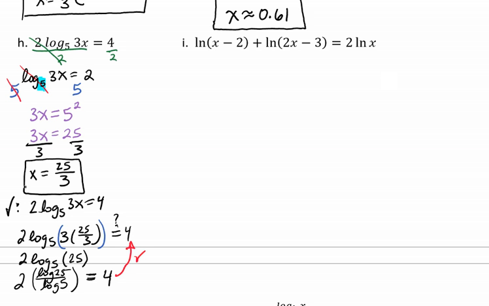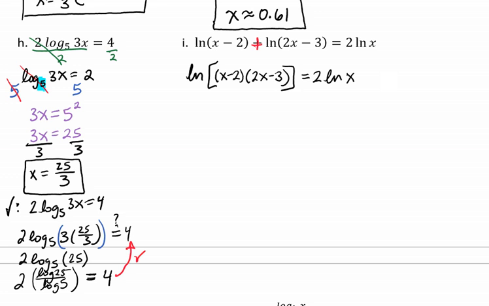Because we have a plus sign there, that tells us these natural logs are actually being multiplied. So we need one natural log, and then we're going to be multiplying that x minus 2 and that 2x minus 3. The plus sign right here, that's what allows us to do that. So we're condensing that piece down, and then we're going to set that equal to 2 times the natural log of x.